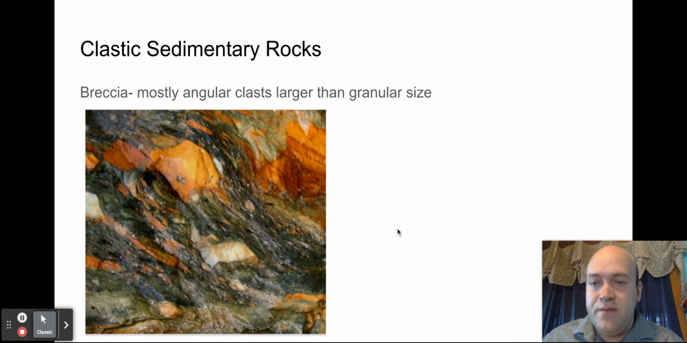And if they're not weathered as much, it's what's called breccia. It's the same idea. We have the same sizes of clasts, but they're just more angular. They've not been carried as far and not rounded over as much.